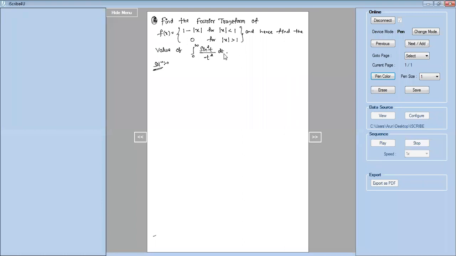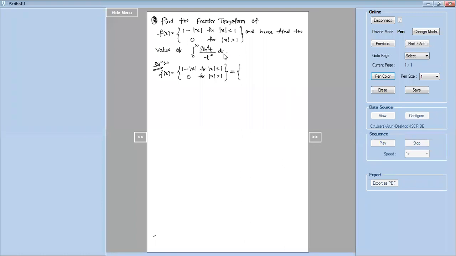First, I'll write the given function. So here the given function is f of x. f of x is equal to 1 minus modulus of x for mod x less than 1, and 0 for mod x greater than 1. So this is the function.